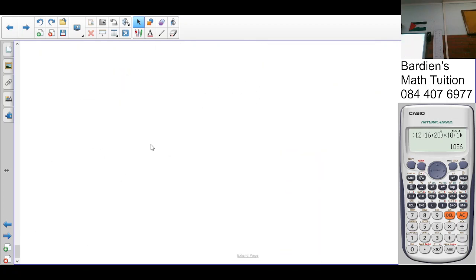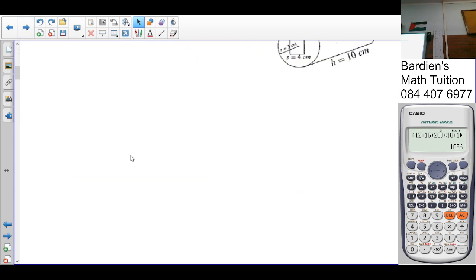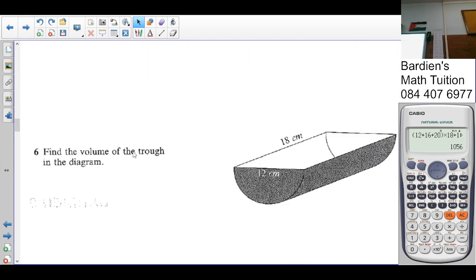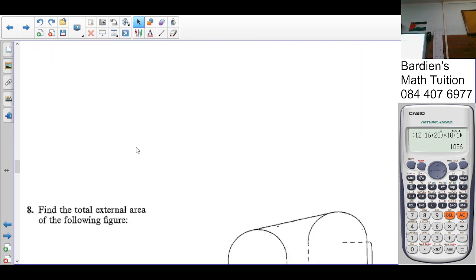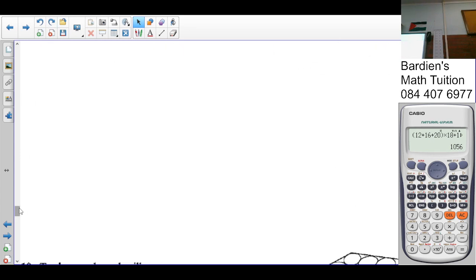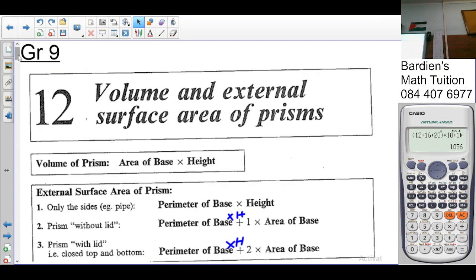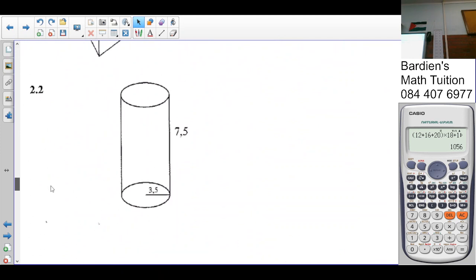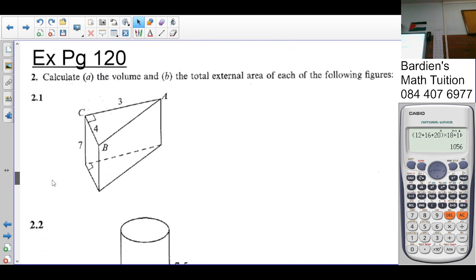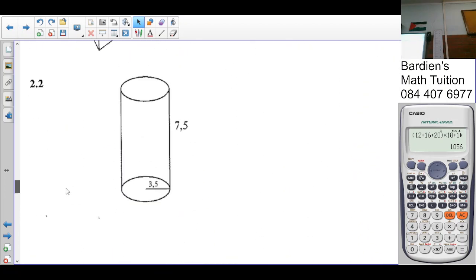Homework? Yes, I'll tell you now. Okay, so we've got quite a bit of shapes left. So for homework, I would like you guys to do numbers. Okay, we did all of number 1 now. For number 2, it says calculate the volume and the total surface area. You do for me the whole of number 2. I think it goes to 2.10. Is that too much? Yes.